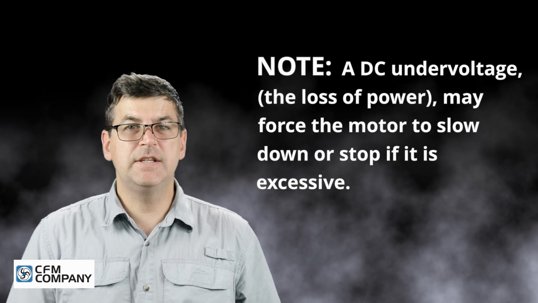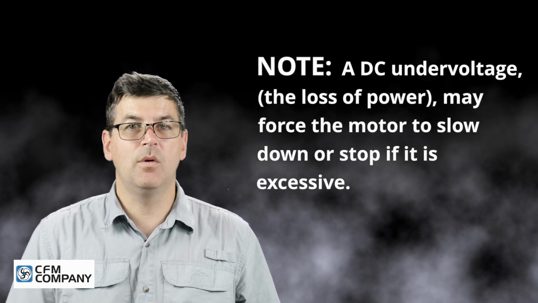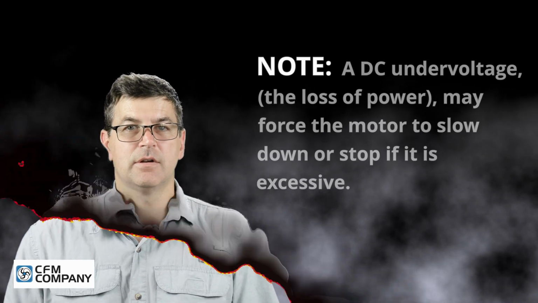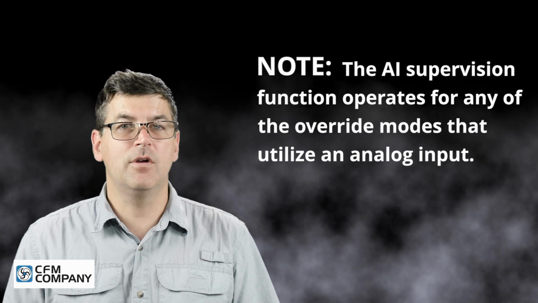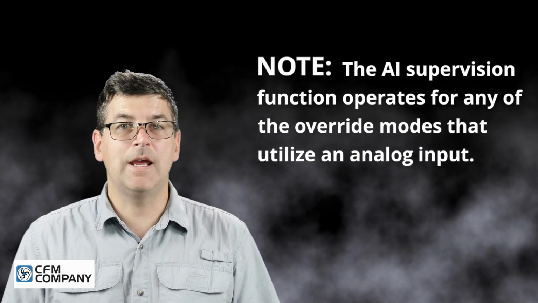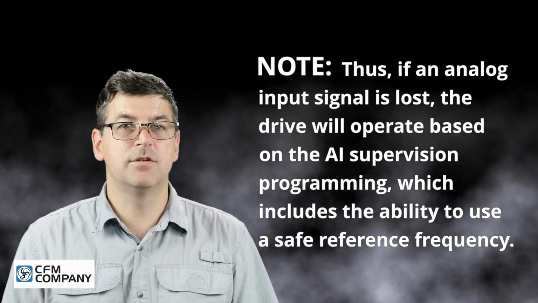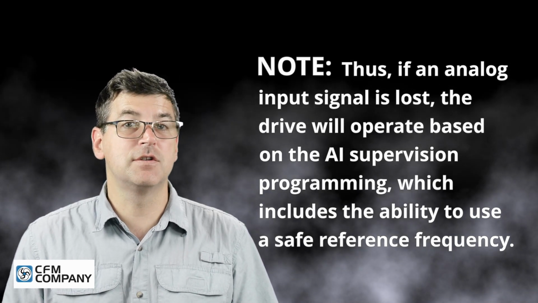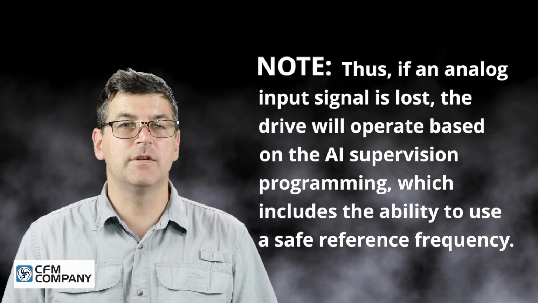Note: a DC undervoltage, the loss of power, may force the motor to slow down or stop if it is excessive. Note: the AI supervision function operates for any of the override modes that utilize an analog input. Thus, if an analog input signal is lost, the drive will operate based on the AI supervision programming, which includes the ability to use a safe reference frequency.